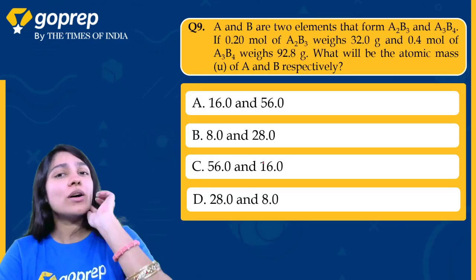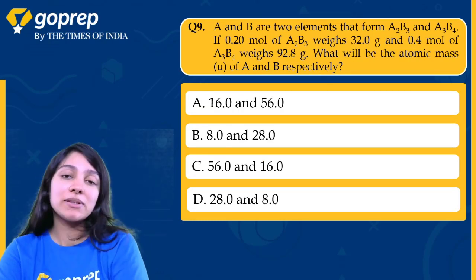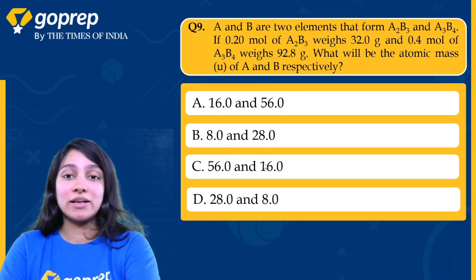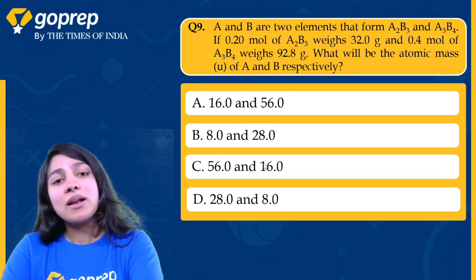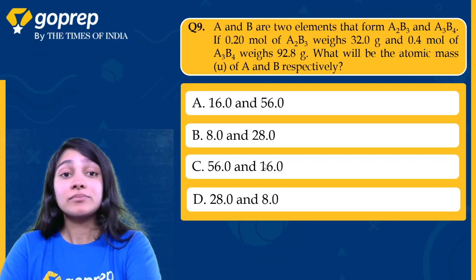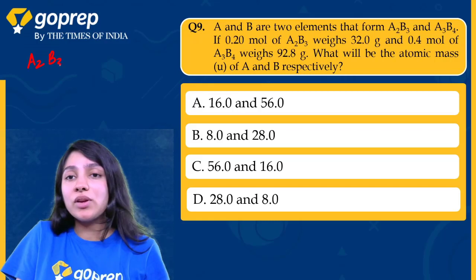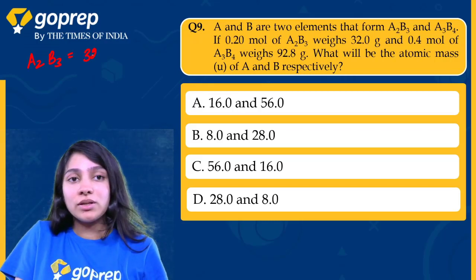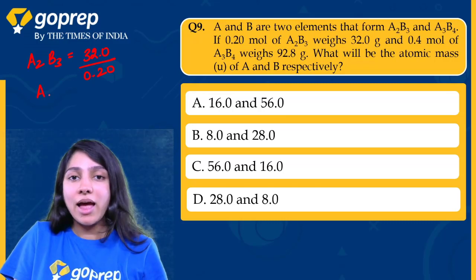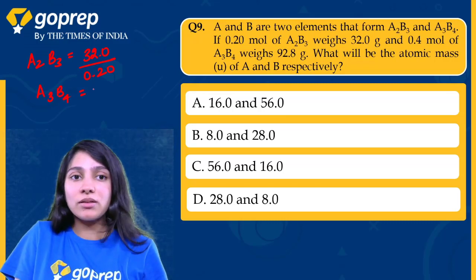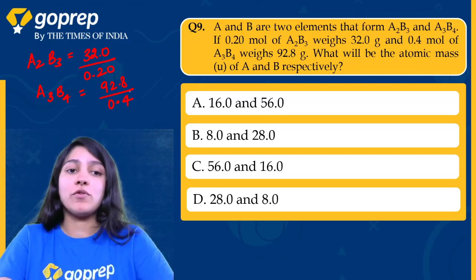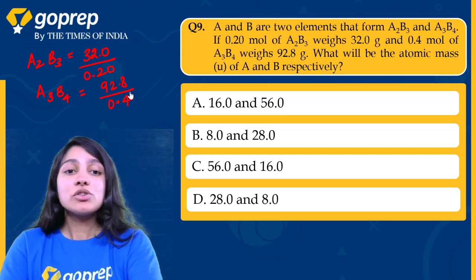This question was very interesting. In it you had to give the atomic masses of A and B respectively. First we find the molecular weight, that is in terms of grams per mole, right? So for A2B3 what is it? 32 divided by 2.02, and for A3B4 it is 92.8 divided by 0.4. Okay, you solve this.